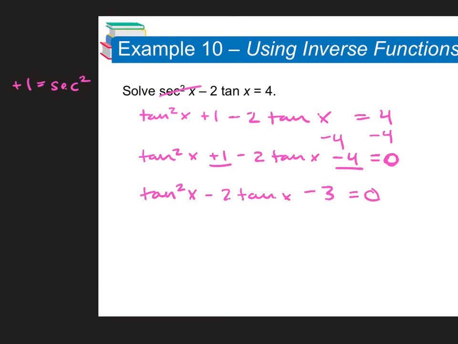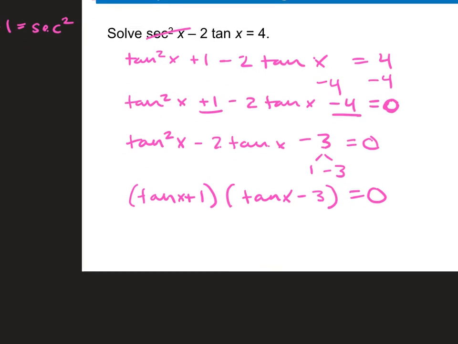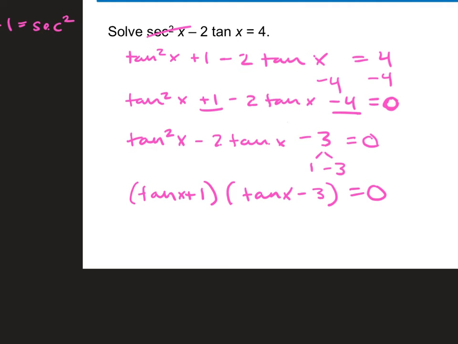Do we have two factors of negative 3 that add to negative 2? Positive 1 and negative 3. So here we would have tangent plus 1 times tangent minus 3. What should we do next? Set them both equal to 0.